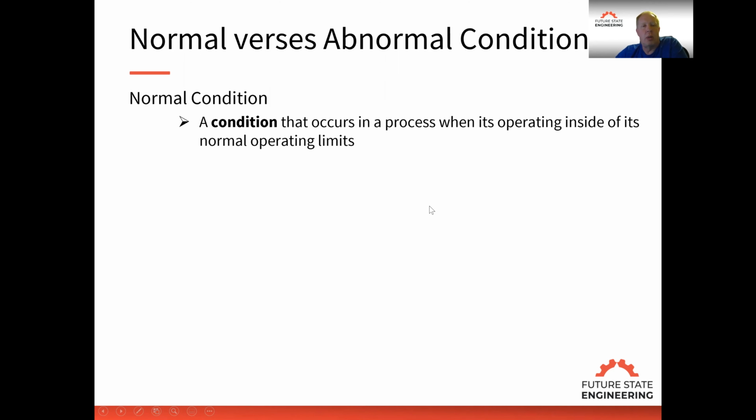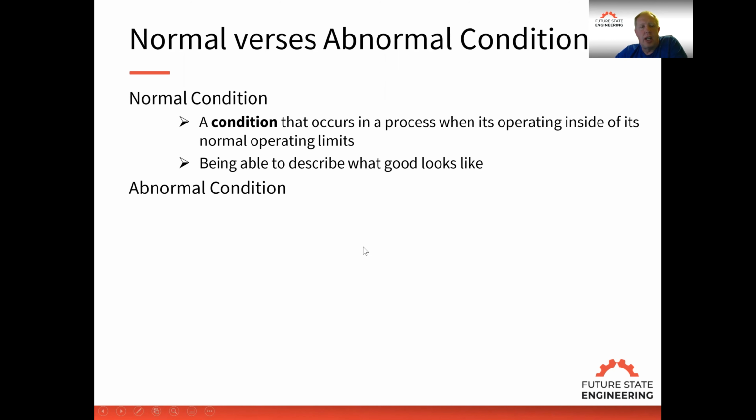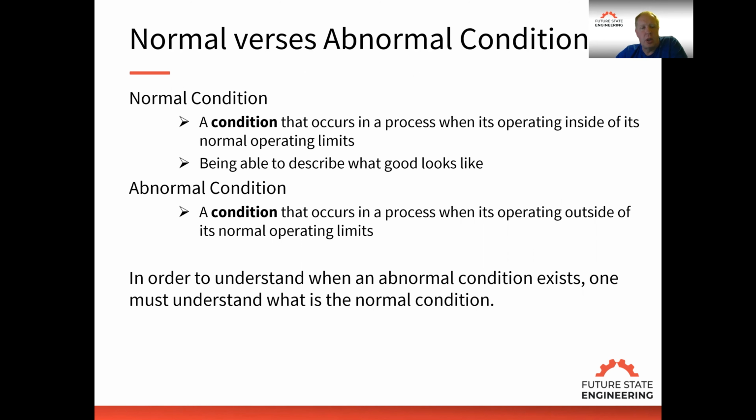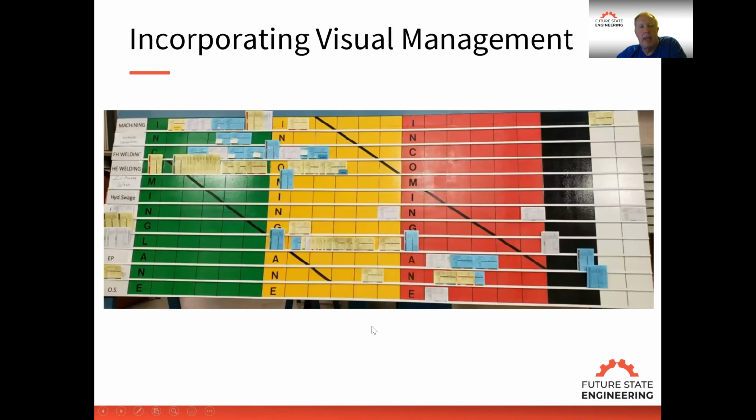Okay, so what is normal? A normal condition occurs when a process is operating inside of its normal operating limits, being able to describe what good looks like. And an abnormal condition is when the process is operating outside of its normal operating limits. So in order to understand when abnormal conditions exist, we must first understand what the normal condition is.